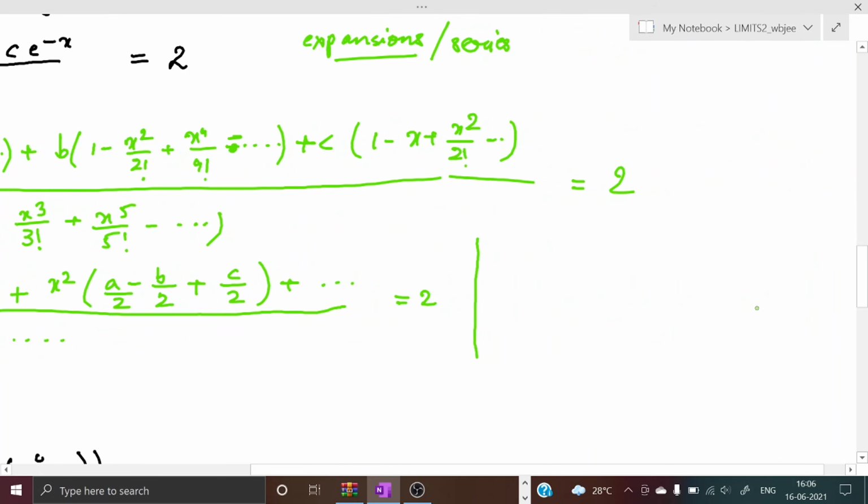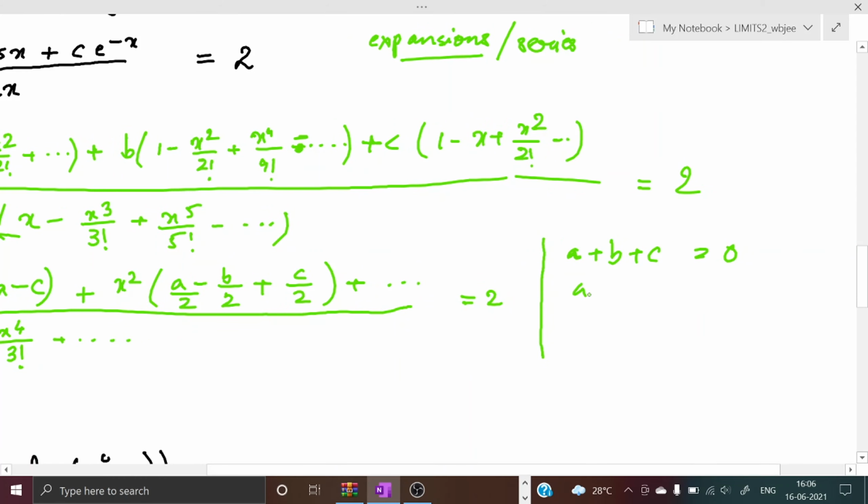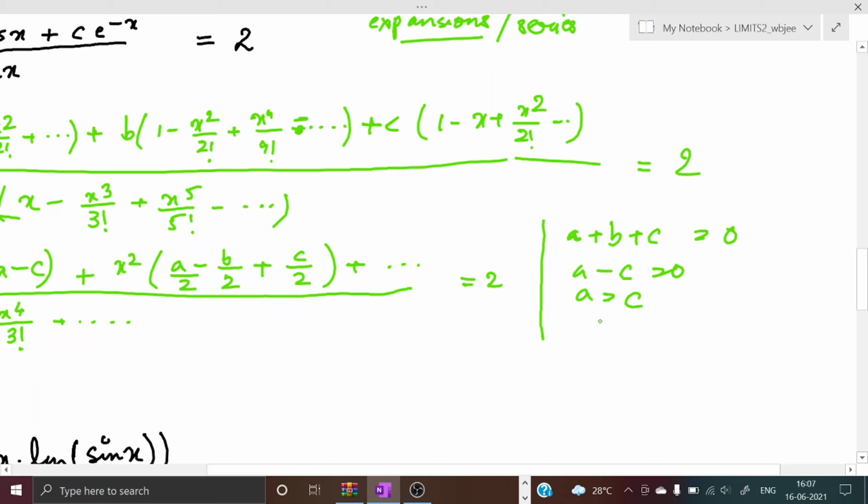So what will happen? The coefficient of x to the power 0, a plus b plus c, has to be 0. The coefficient of x also has to be equals to 0. So a minus c is equals to 0, so a equals to c. And the coefficient of x square has to be equals to the limit, which is 2, because all the rest terms will become 0 and only this term will remain. So a minus b plus c by 2 is equals to 2. So this is equals to 4.